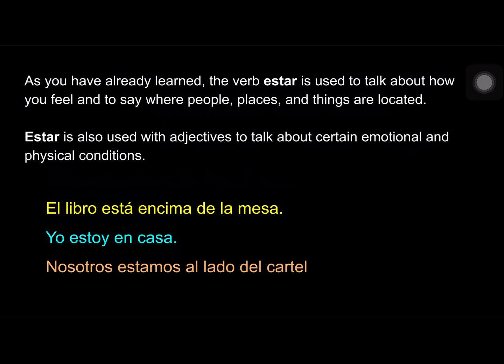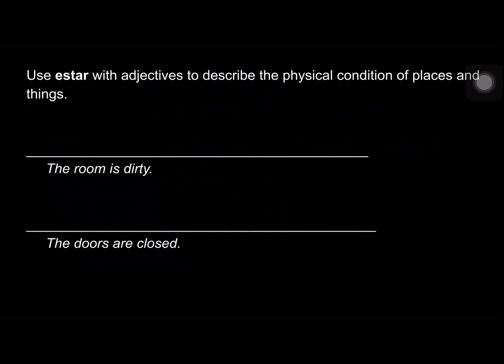Now we're going to use it more to talk about conditions, the how you feels. We didn't really get to touch on that last time. Estar is also used with adjectives to talk about how you feel, your physical conditions, things like that. And I'll show you some words to give you examples.